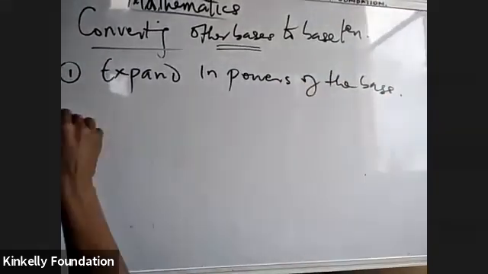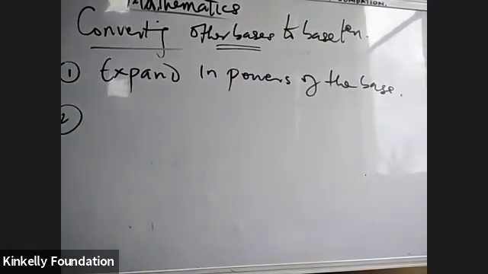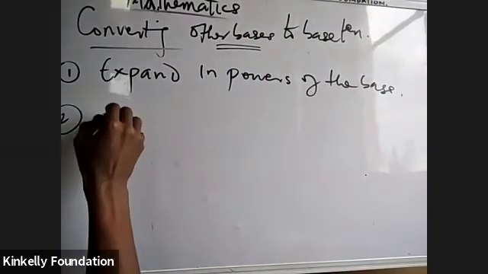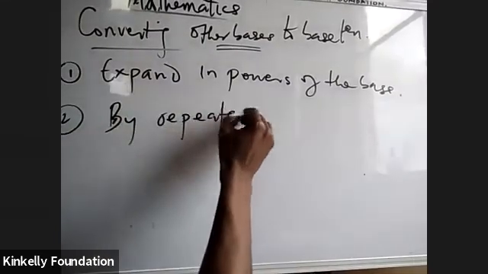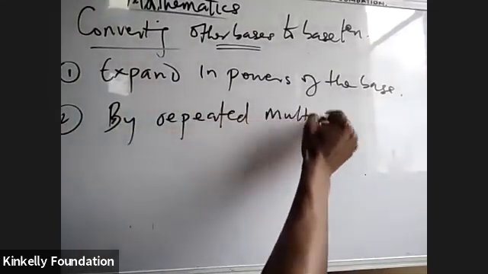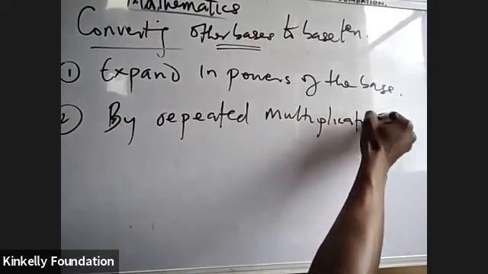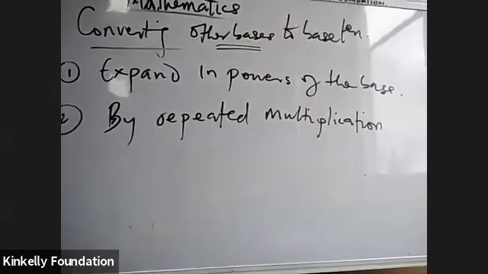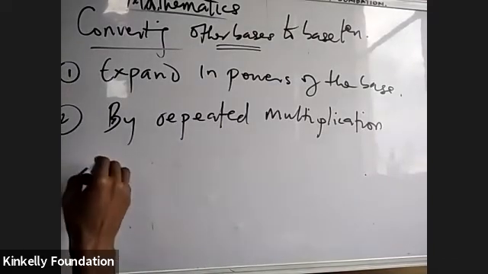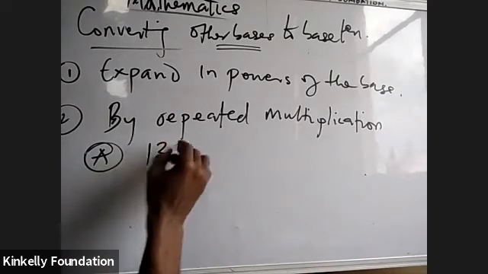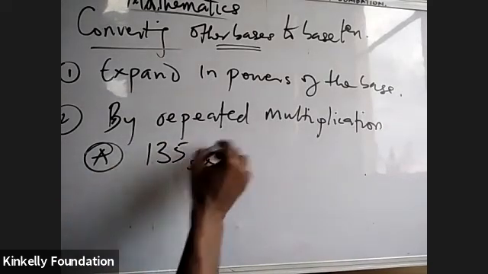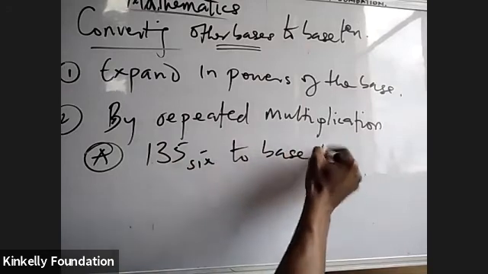Now, the second method you can also use is by repeated multiplication. So we are going to show an example of these two like we did earlier. So the first case, A, convert 135 base 6 to base 10.